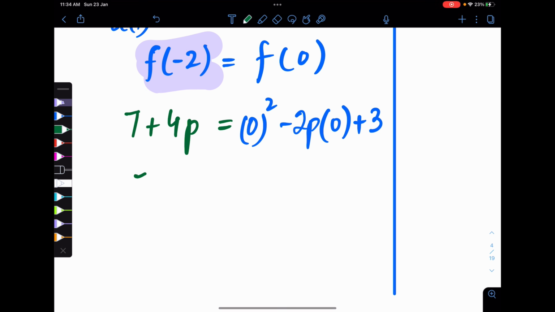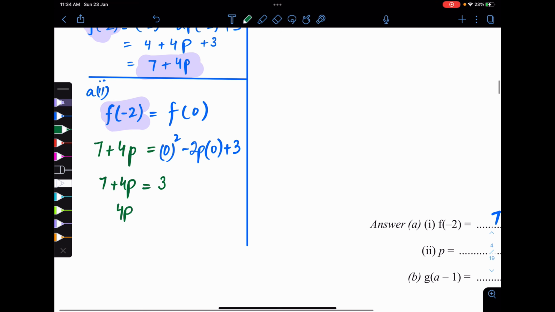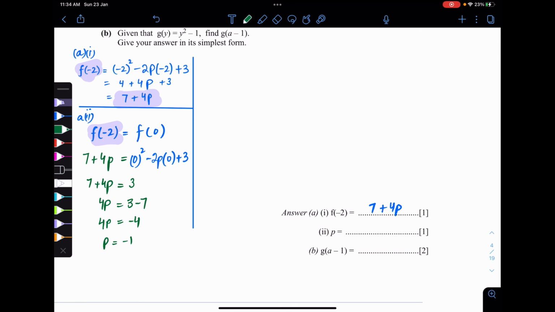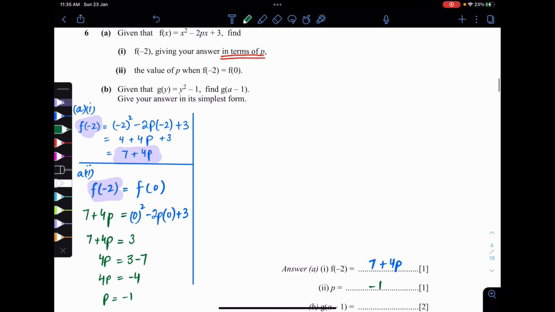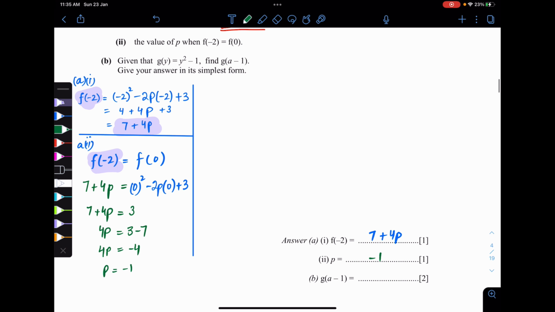This is 7 plus 4p is equal to, everything is going to be 0 except for the 3. And 4p is equal to 3 minus 7. 4p is equal to negative 4. And p would be equal to negative 1. So p is negative 1 over here. Now, these are the first two parts.